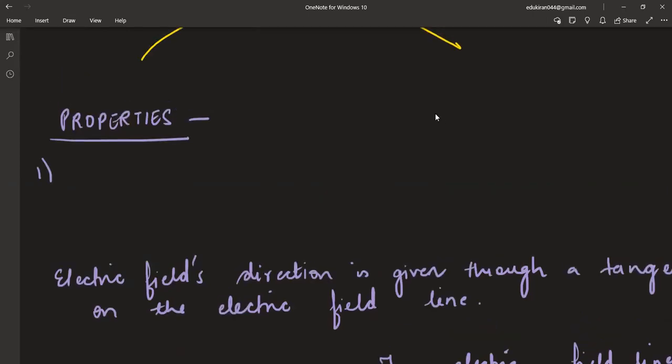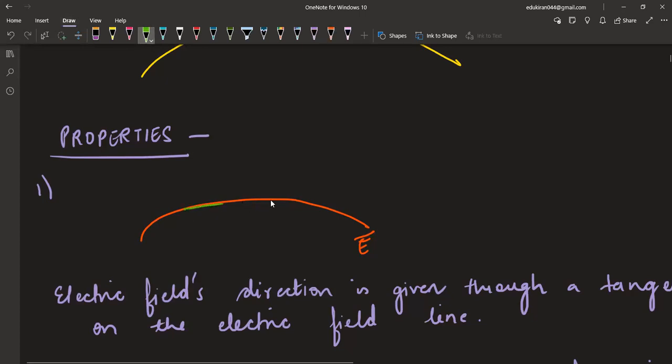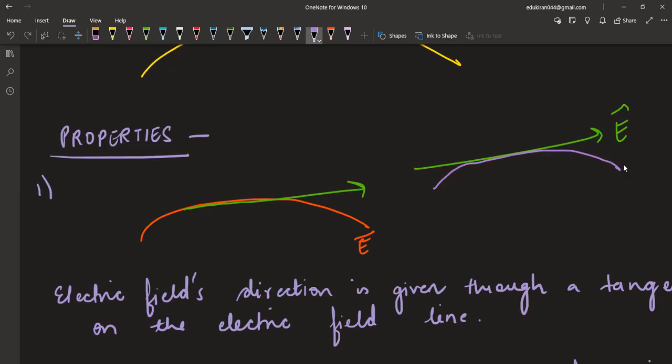Now, first point, electric field's direction is given through a tangent on the electric field line. And this, I think I have mentioned also. Suppose this is an electric field which is going. So to represent the electric field direction, you drop a tangent. Tangent is just a perpendicular drop to the periphery of a circle. Suppose I am saying this is an electric field line. It means the electric field must be curved to this path like this.